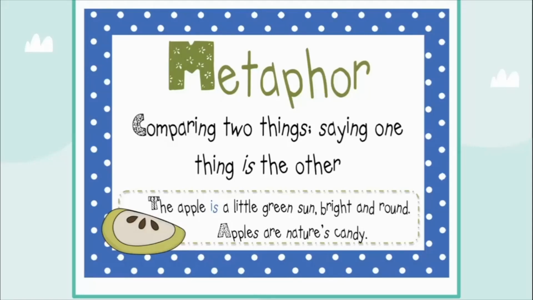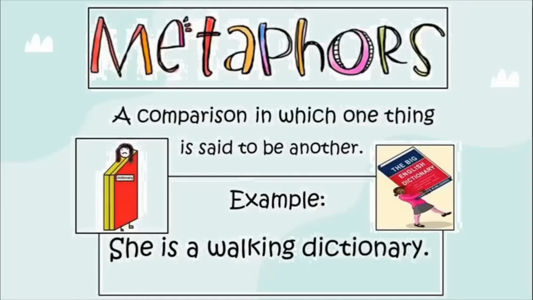Now metaphor, simile, these are all the basic figures of speech which we have been learning since the 6th and the 7th standards. Some more examples of a metaphor, a comparison in which one thing is said to be another. Look at the example. She is a walking dictionary. So how could she be a walking dictionary? Is it possible for a person to be a walking dictionary? Not literally, but in a way, yes. If a person has got a lot of knowledge about words and the use of words, if the vocabulary of a person is very good, then you could sometimes state that the person is a walking dictionary. So it is a case of metaphor.